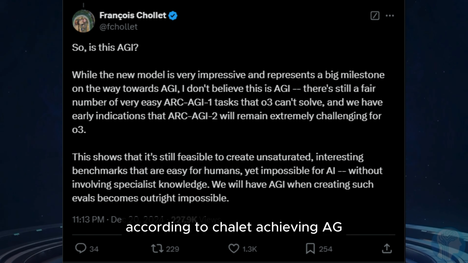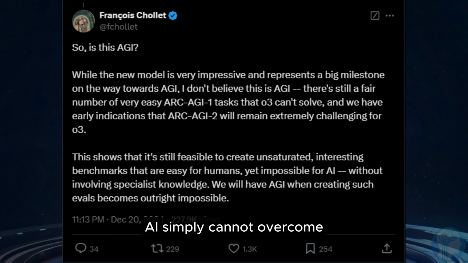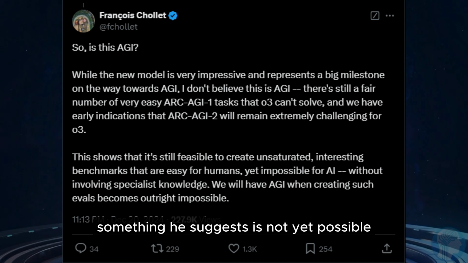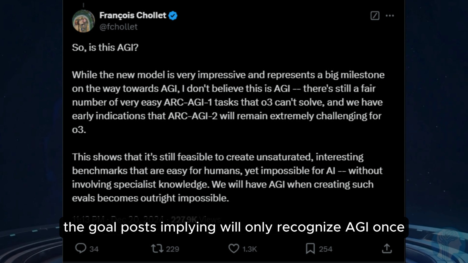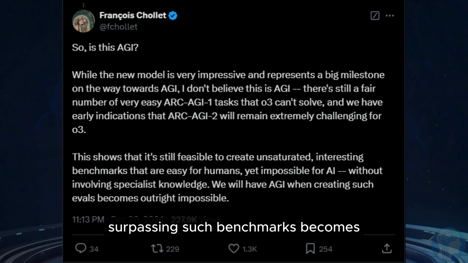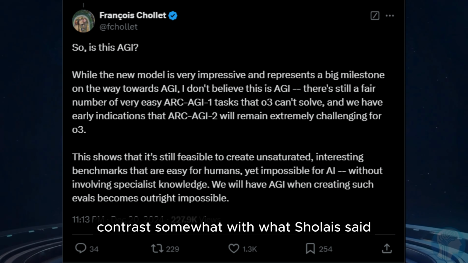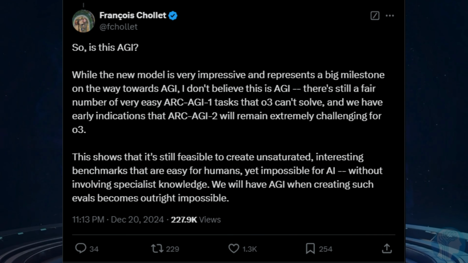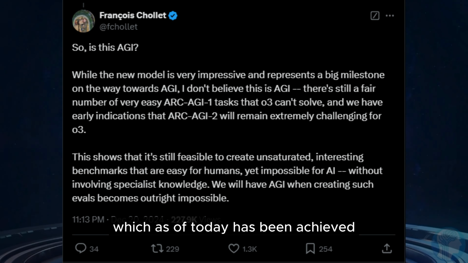According to Chollet, achieving AGI might require creating evaluation metrics that AI simply cannot overcome, something he suggests is not yet possible. Some critics might argue that this shifts the goalposts, implying we'll only recognize AGI once surpassing such benchmarks becomes entirely unattainable. However, this perspective contrasts somewhat with what Chollet said earlier this year. For instance, 6 months ago, he commented on the benchmark surpassing 80%, which, as of today, has been achieved.